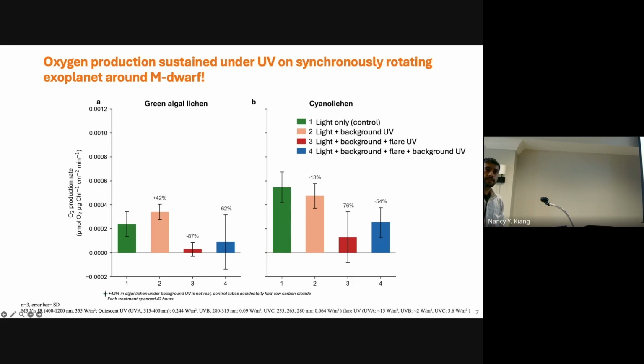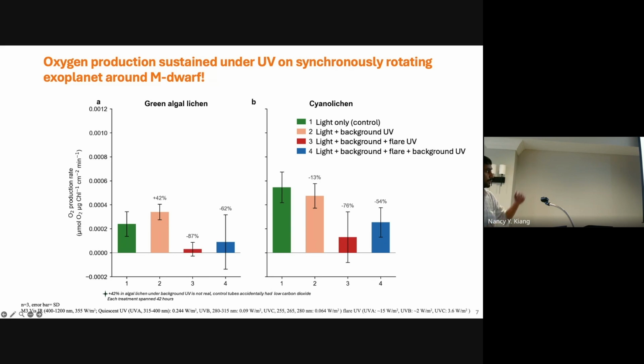These M dwarfs have low UV during the quiescent period, but as I mentioned earlier, during the flares the UV flux increases. If a flare is more intense, it's more rare. A flare that is less intense is more frequent. So just to simulate a more extreme scenario, I exposed them to 42 hours of flare event.